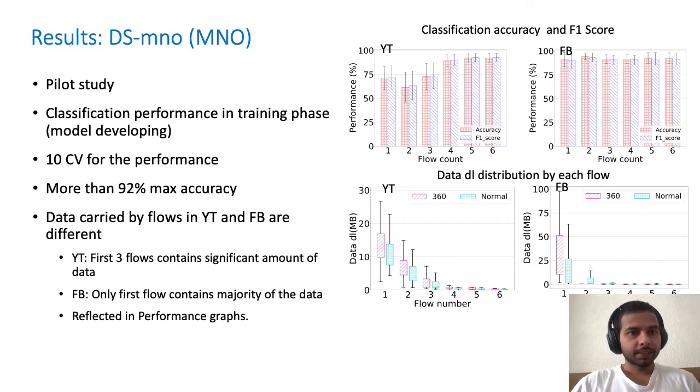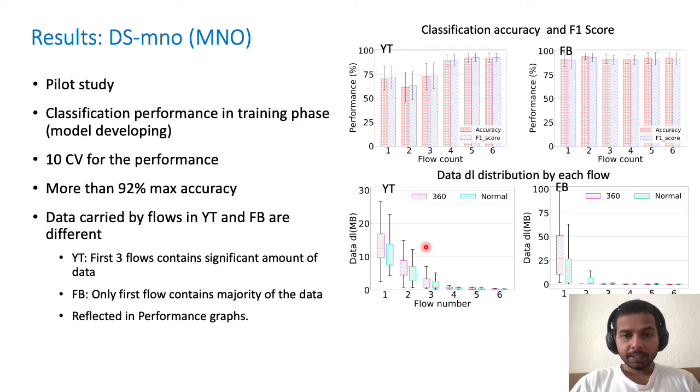Now let's discuss the 360NorVic performance at mobile network operator level, which is a pilot study in our case, where we developed and trained the models using the control experiment data that we collected from an operational network. With tenfold cross-validation, we could achieve more than 92% max accuracy for both YouTube and Facebook platforms when we increase the number of flows for the classification.